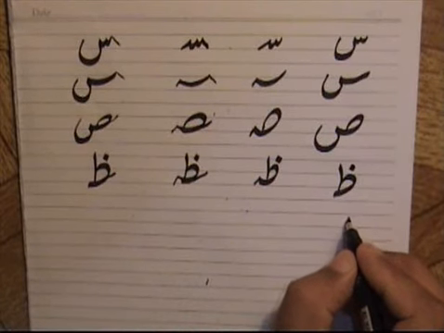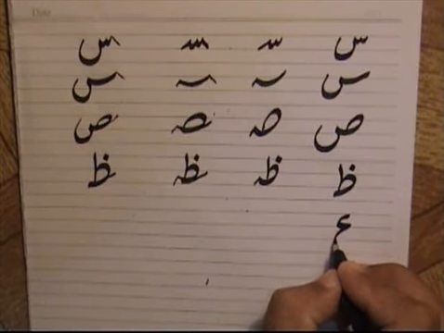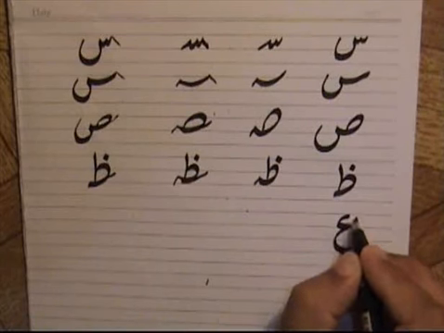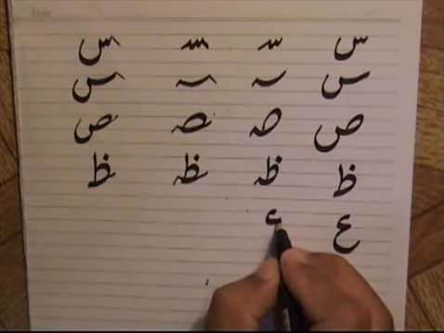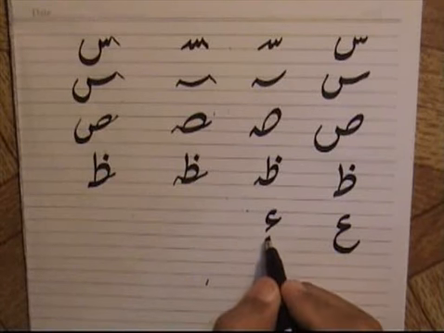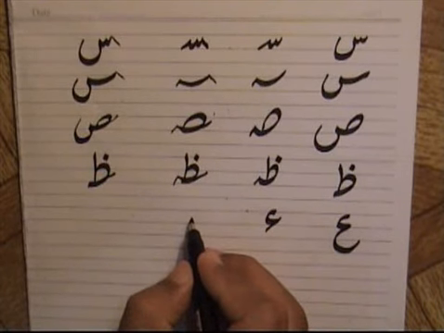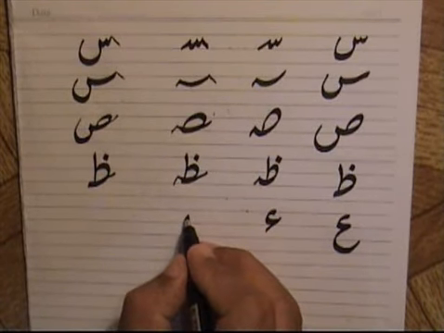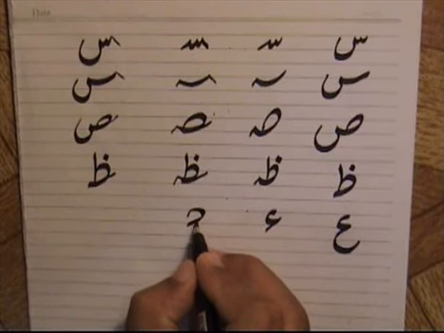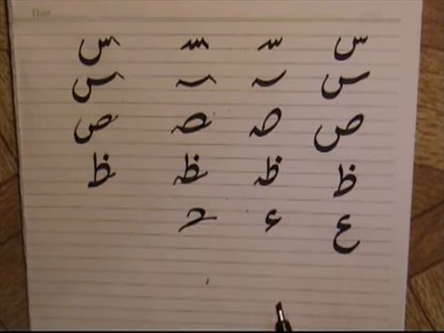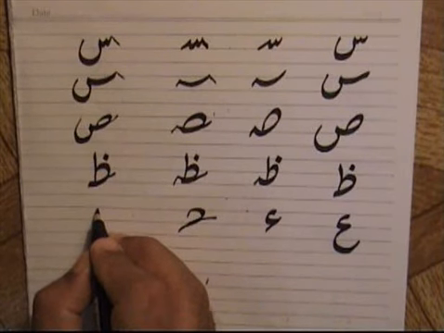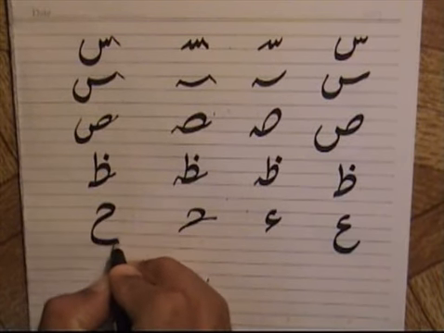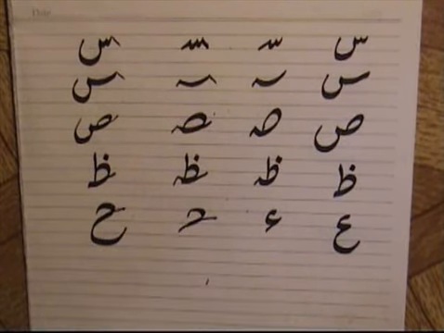Let me write: ain and ghain are same. So this is ain. The initial position of ain is like this, only like this, similar to hamza. The medial position of ain, we will write like this, and we have a connector here and here. The final position of ain is like this, like he, and we have a connector here.